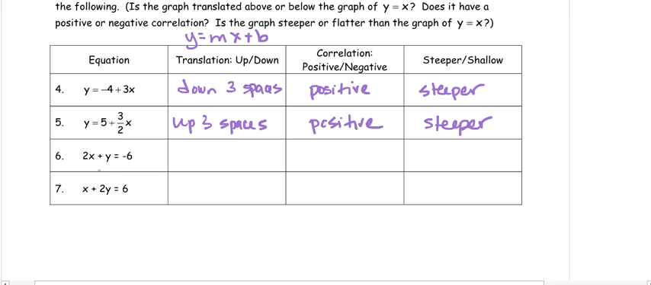And now we have this written in standard form. We need to change it to slope-intercept form. So you subtract 2x from both sides, and you're going to end up getting y equals negative 6 minus 2x. Okay, we're going to be looking at that. And b is negative 6, so it's going down 6 spaces. The slope is negative 2, so the correlation is going to be negative. The actual number is greater than 1, so it's still going to be steeper.